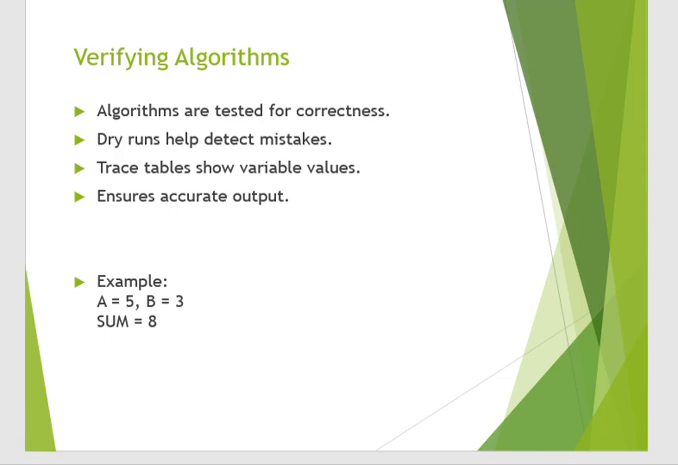Next one is verifying an algorithm. An algorithm must be tested to check correctness. It consists of two things. One is a dry run, which helps detect mistakes, and the next one is a trace table, which shows variable values and ensures accurate output. Example is A equals 5, B equals 3, sum equals 8. If it is coming out like that, we check it.